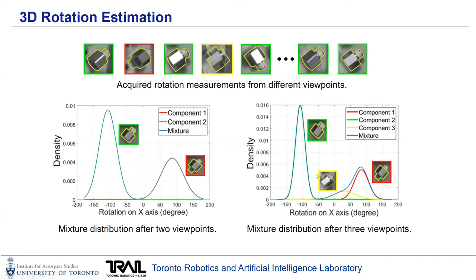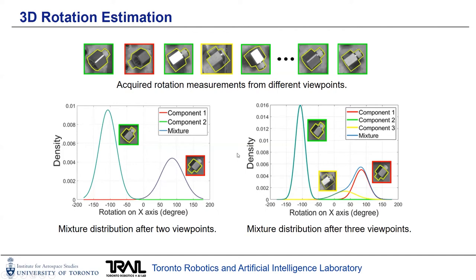Are the wrong rotation, right? Okay. So you can see that the green one is exactly the correct one. You can see that at the beginning, after two viewpoints, we have the two peaks, right? Which is the green one and this red one, because of the ambiguity, right?